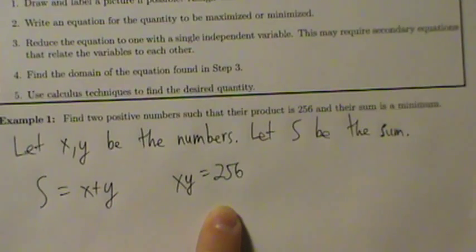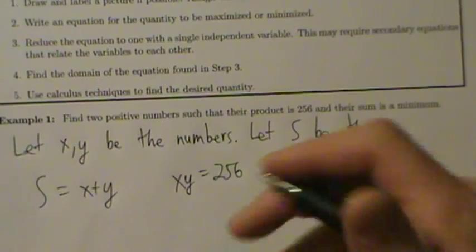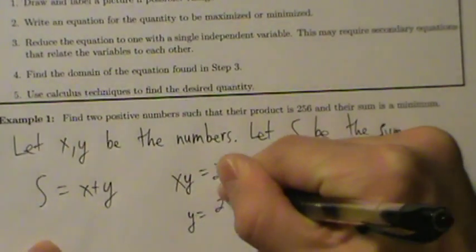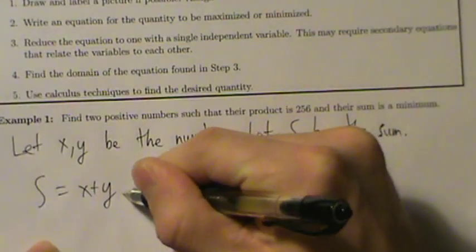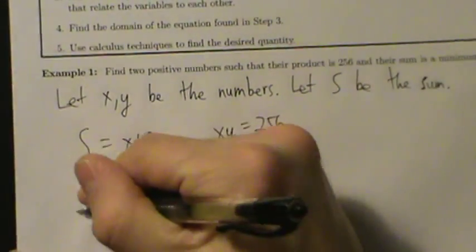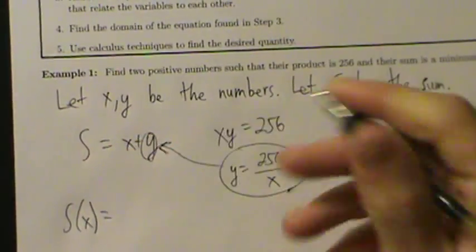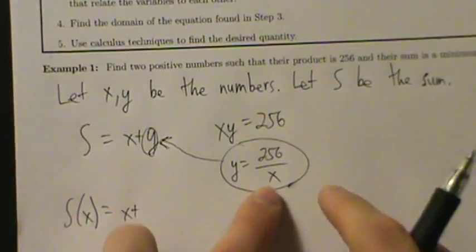So xy equals 256. Let's solve for y in terms of x so that we can put that into this equation here, just have it in terms of x. So y equals 256 over x. Okay? So we're going to take this and stick it up into this equation here. So now this becomes S of x equals x, that x is still just x, and then this y becomes 256 over x.